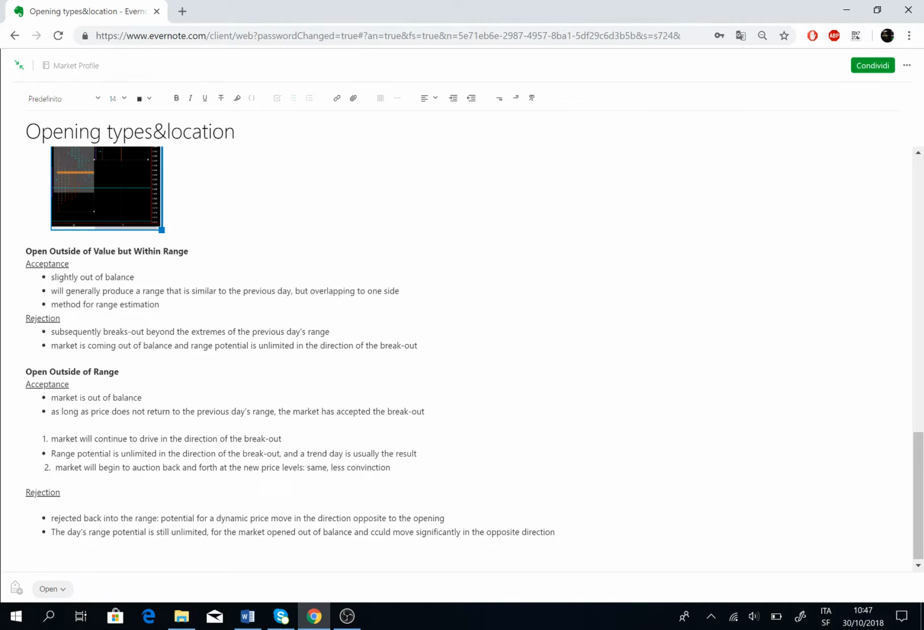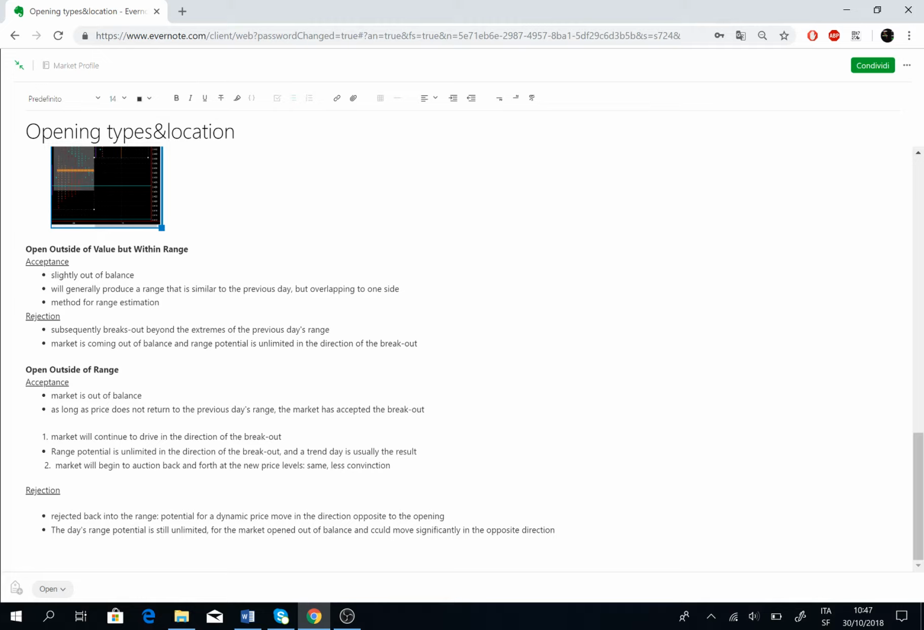Okay, so the last kind of opening location is open outside the range. Opening outside the range with acceptance means that the market is out of balance, and this is very important. As long as price does not return to the previous day's range, the market has accepted the breakout. So the market will continue to drive in the direction of the breakout, and the range potential is unlimited. Or the market will begin to auction back and forth at the new price level, the same but with less conviction.